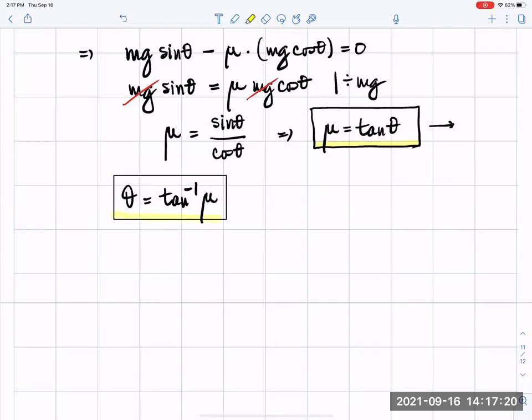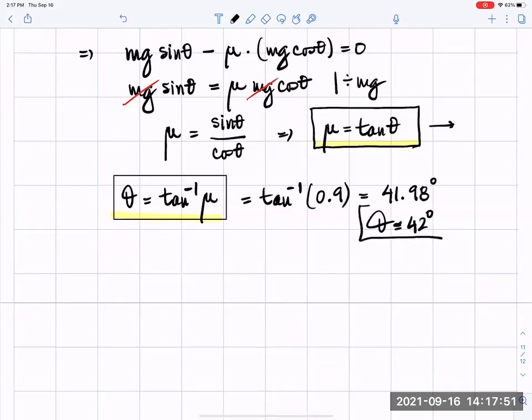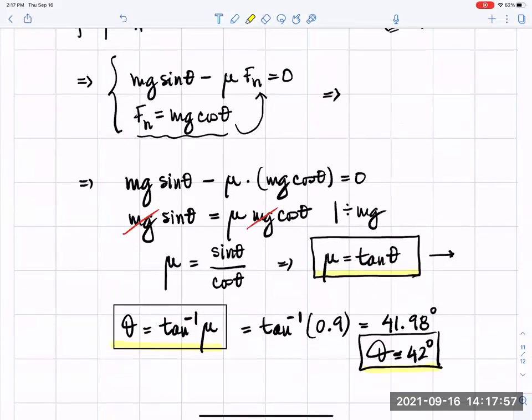Of course, then you can plug in your numbers and get your calculator ready. Tangent minus 1 of 0.9. All right, so let's see what this produces here. Okay, 0.9 gives 41.98 degrees. Well, you can round it to roughly 42 degrees. So for this particular exercise, your maximum angle should be 42 degrees. All right, I hope this helps.